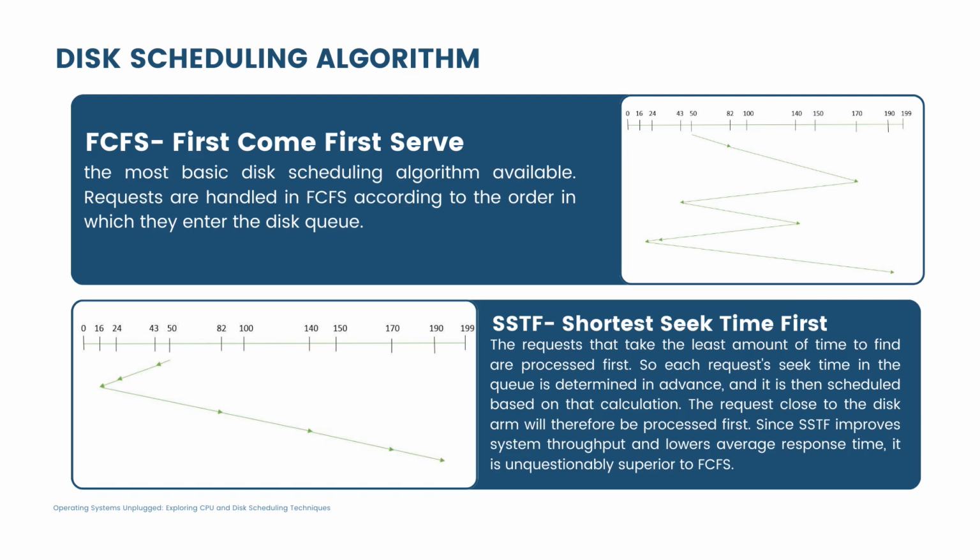Next is SSTF, which is shortest seek time first. The requests that take the least amount of time to find are processed first. So each request's seek time in the queue is determined in advance, and it is then scheduled based on that calculation. The request closest to the disk arm will therefore be processed first. Since SSTF improves system throughput and lowers average response time, it is unquestionably superior to FCFS.